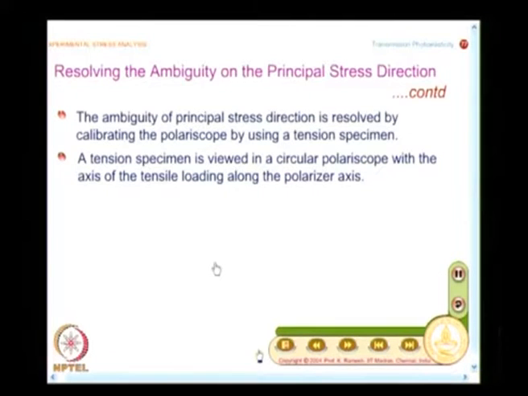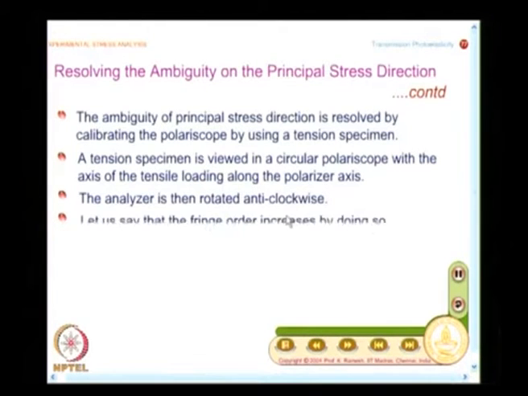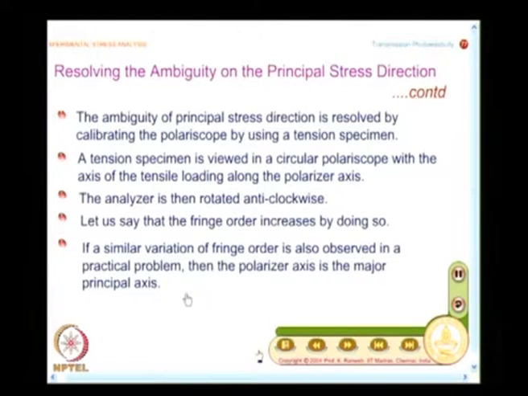So, what I do is I have the analyzer rotated anticlockwise, then I observe how the fringe order changes. Let us say that the fringe order increases by doing so. Then what I understand is, when the fringe order increases by doing so, I know the original major principal stress direction was along the polarizer axis, and when I rotate the analyzer anti-clockwise, the fringe order has increased. So, this I keep as a base information.